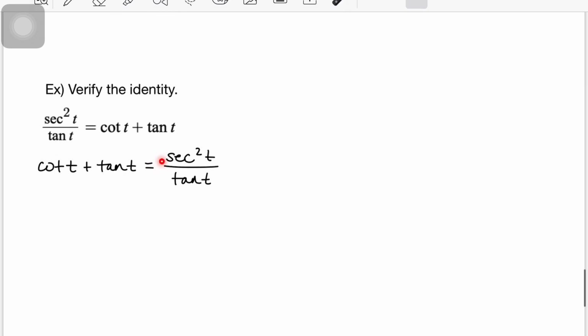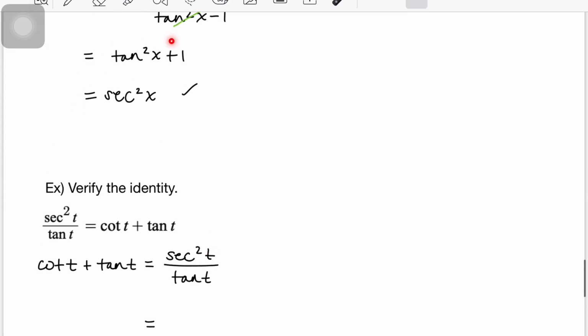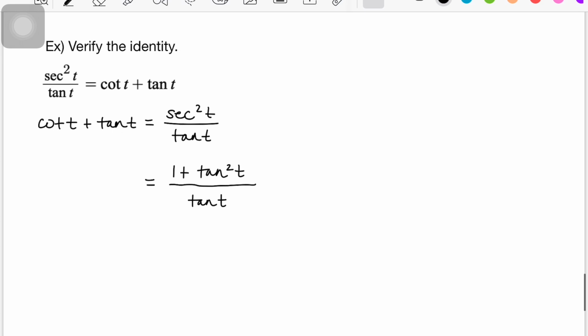Okay, so we want to work with this right-hand side here. The first thing that we'll do is rewrite secant squared t using the Pythagorean identity we saw in the last example. So this is equal to 1 plus tangent squared t, and this will be over our denominator of tangent t. All right, the next thing we'll do is split these guys out.